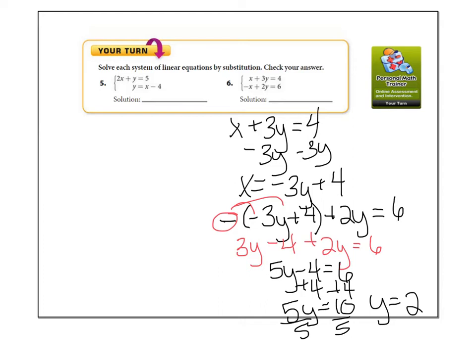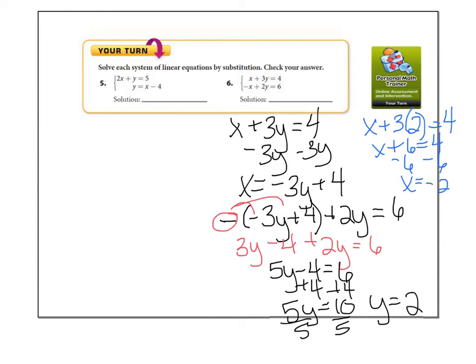So that's half my answer. Remember, you always have to have two answers, one for x, one for y. So I look at either equation at the beginning, and I say, which one looks easier to put that y in for and solve for x? And hopefully you realize it's the top one. So I'm going to go x plus 3y, but now I know y is 2, so that's 3 times 2 equals 4. So I have x plus 6 equals 4. Subtract 6, x equals negative 2.